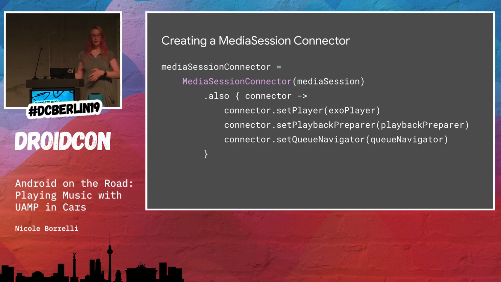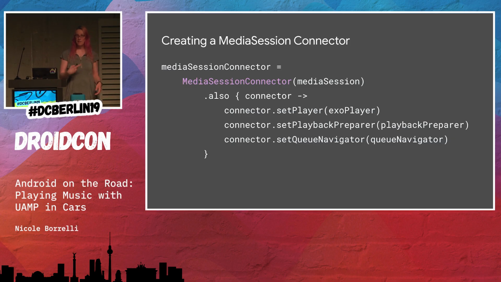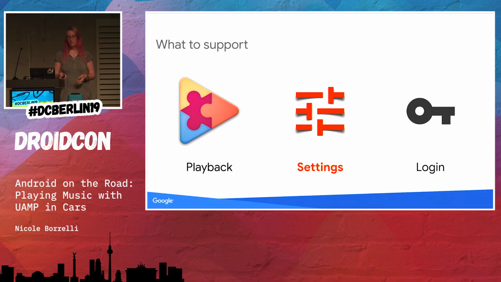We set the playback preparer to the code that we had written previously with the on prepare from media ID and the others. And then we create this queue navigator. The queue navigator is really just in charge of giving a media description compat when given an ExoPlayer instance and an index into its timeline. So it's pretty simple. If you want to look at the code, it's in the GitHub, and I'll show you the link to the code at the end.